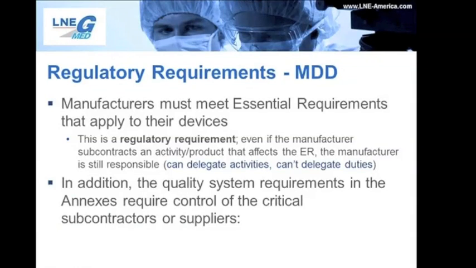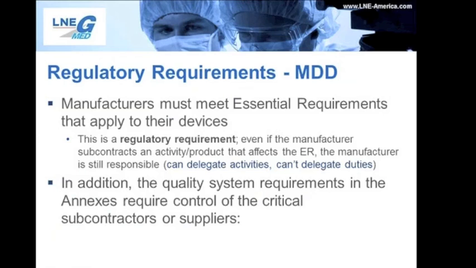When we're talking about regulatory requirements, let's remember the main one. Manufacturers must meet or exceed the essential requirements that apply to their devices. Also, don't forget that the manufacturer has this requirement even if they subcontract the activity or product that corresponds to the essential requirement to someone else. So if a critical subcontractor doesn't do their job, it is still first and foremost, from a regulatory point of view, the manufacturer's responsibility for the defective device.